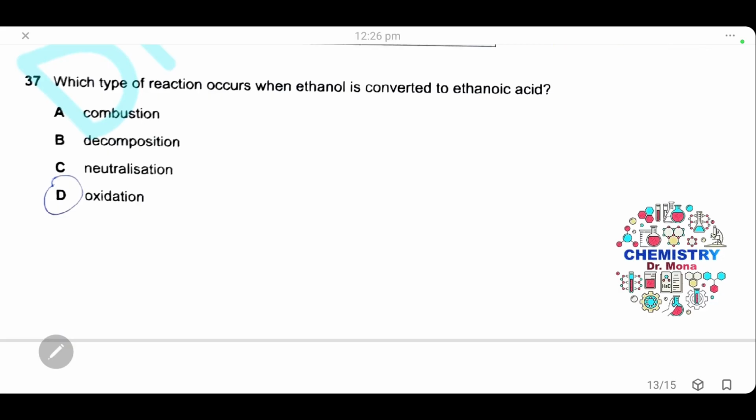Question 37. Which type of reaction happens when ethanol is converted into ethanoic acid? We know that ethanol is oxidized to ethanoic acid, so the reaction is oxidation, and the answer is D.